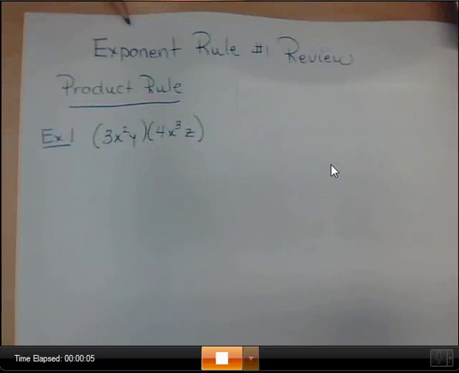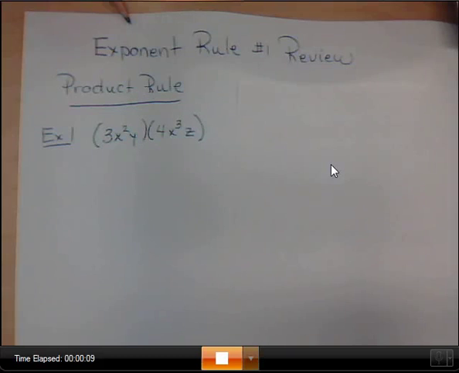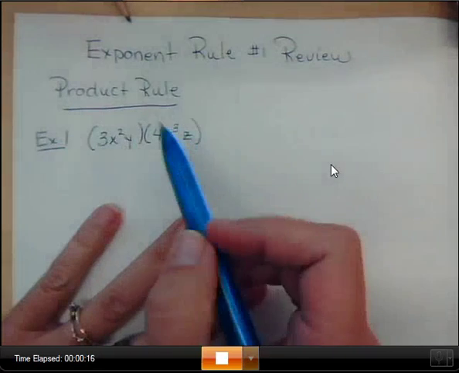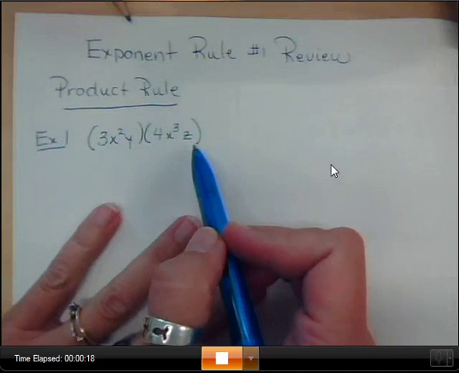We are going to review the exponent rules. Rule number 1 is the product rule. And so we're going to look at this example here. We have 3x squared y times 4x cubed z.